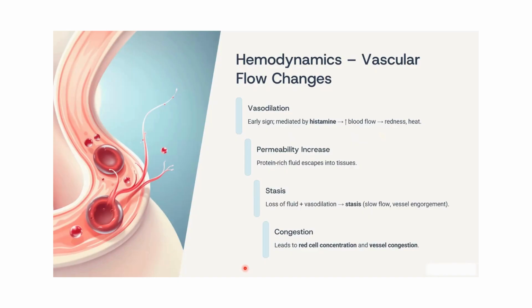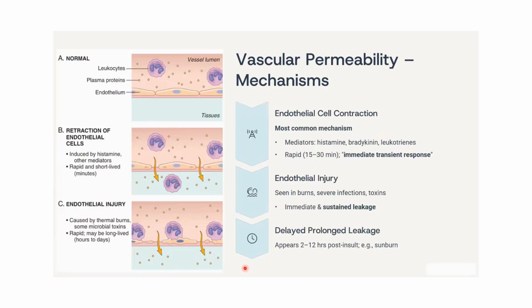Okay, that makes sense. So if the vessels get leaky, how does that happen? Is it just one mechanism, or are there different ways they spring a leak? Oh, it's definitely not just one way. There are a few main mechanisms for this increased permeability. The most common one is endothelial cell contraction. The cells lining the blood vessel, the endothelial cells, actually pull apart slightly. This is usually triggered by mediators like histamine, bradykinin, leukotrienes, stuff like that. It happens fast, within maybe 15 to 30 minutes, and it's usually short-lived. We call this the immediate transient response. Okay, quick gaps opening up.